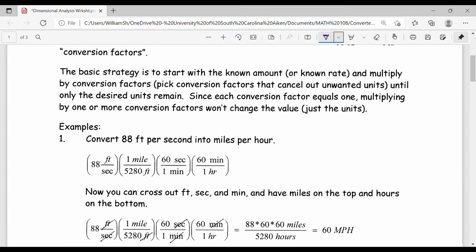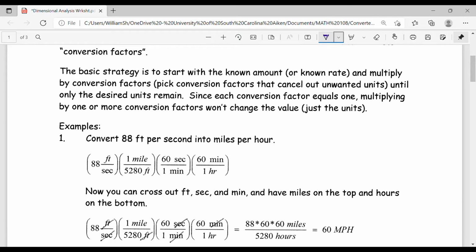The basic strategy is to start with the known amount or known rate and multiply by conversion factors, picking conversion factors that cancel out unwanted units until only the desired units remain. Since each conversion factor equals 1, multiplying by one or more conversion factors won't change the value, just the units.